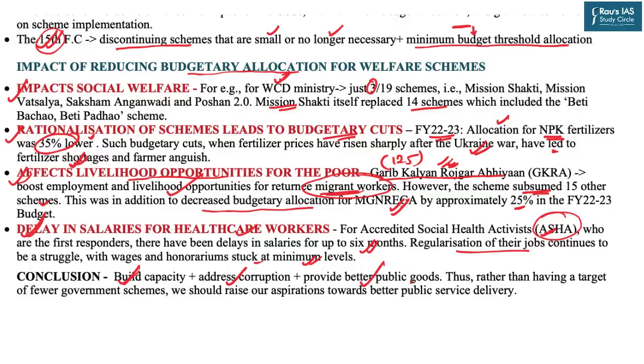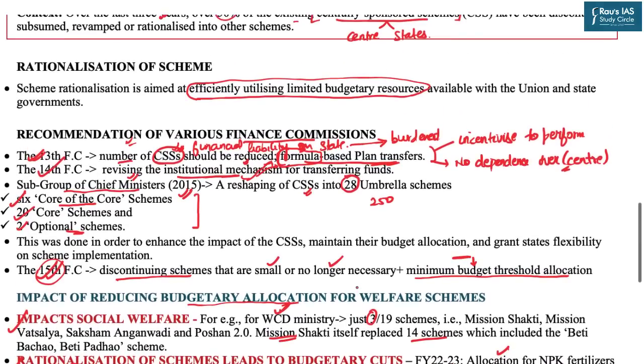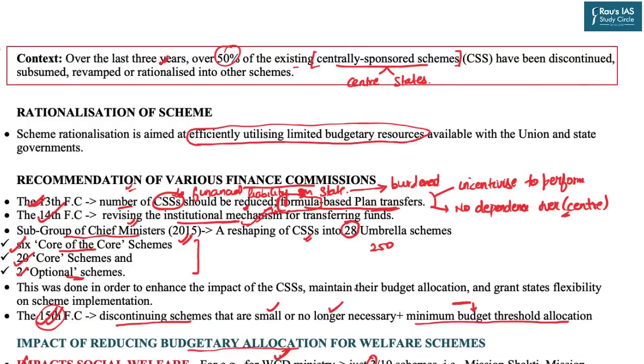And therefore, rather than having a target of fewer government schemes, the government should raise our aspirations towards better public service delivery. So this was the opinion of the writer in this particular article, and you can use these arguments while writing certain answers which demand such arguments.